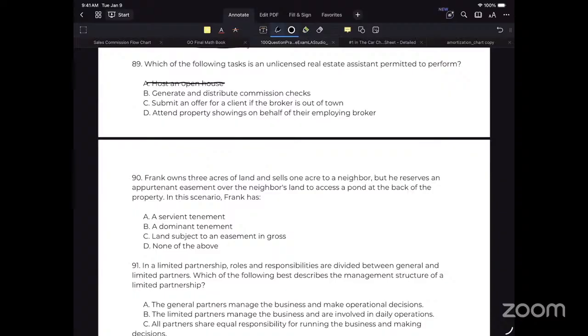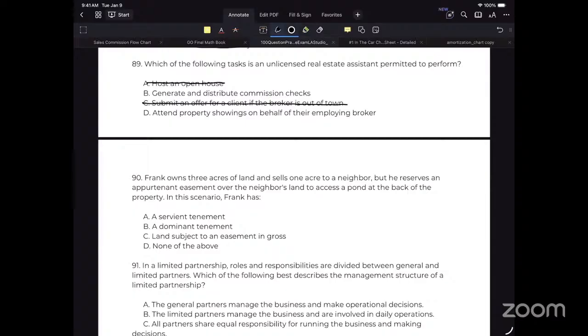Generate and distribute commission checks. I don't mind that one, because it's the broker's money. They're creating commission checks and then giving them to the agents. That sounds like accounting, and I think that might be okay. We'll say maybe. Submit an offer for a client if the broker's not. No, no, no. You should not be submitting offers if you are not licensed.